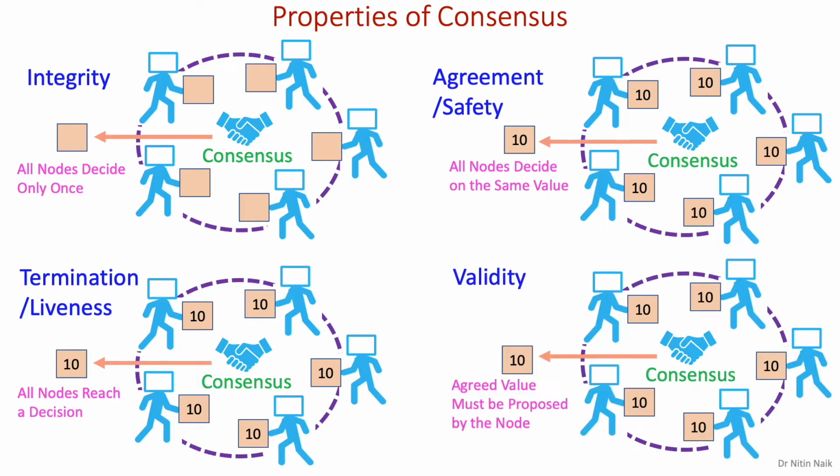Fourth, validity means that all honest or non-faulty nodes decide on a value which must be proposed by a node. In other words, the validity property ensures that the consensus cannot invent an agreed value on its own. So these are the 4 important properties of consensus. Additionally, fault tolerance is another property which I will explain later.